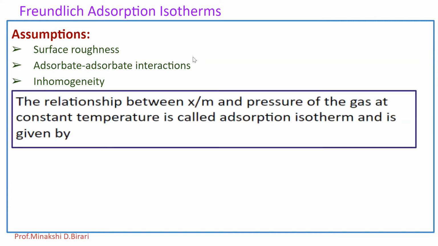The relationship between x/m and the pressure of the gas at constant temperature is called the adsorption isotherm and is given by the equation x/m = k p^(1/n), where n is greater than 1.